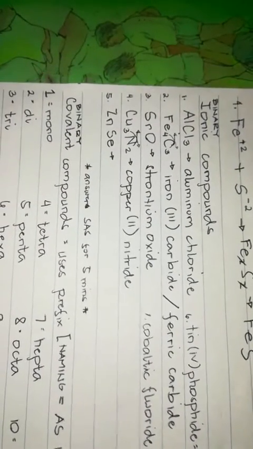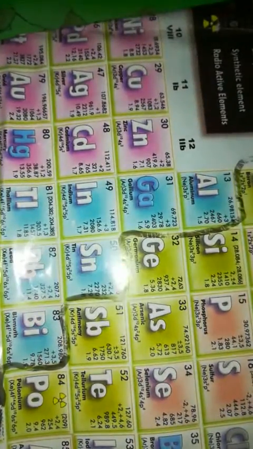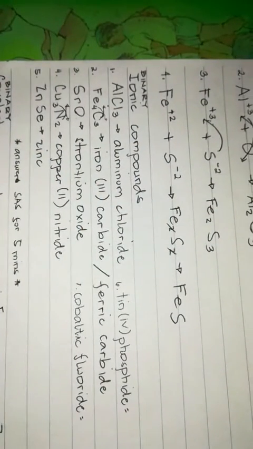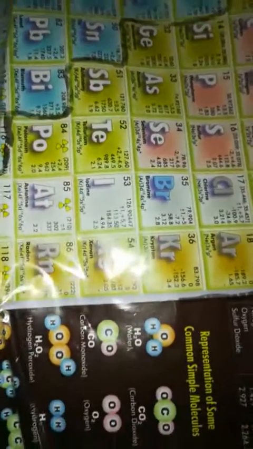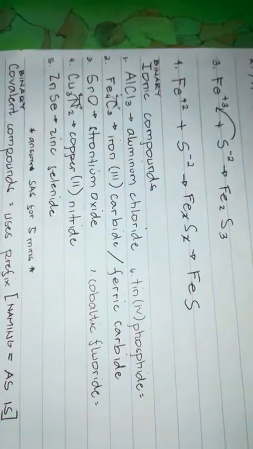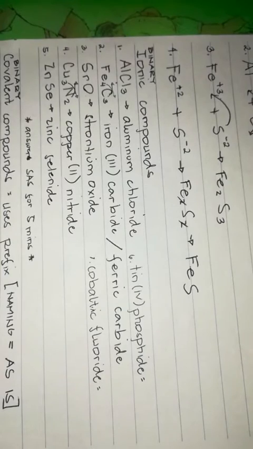Zinc, number 30 sa periodic table. Isang charge, so there's no need for you to make use of traditional or stock. So, zinc, tapos Se. Number 34 sa periodic table. So, selenide. So, that is how you name binary compounds.